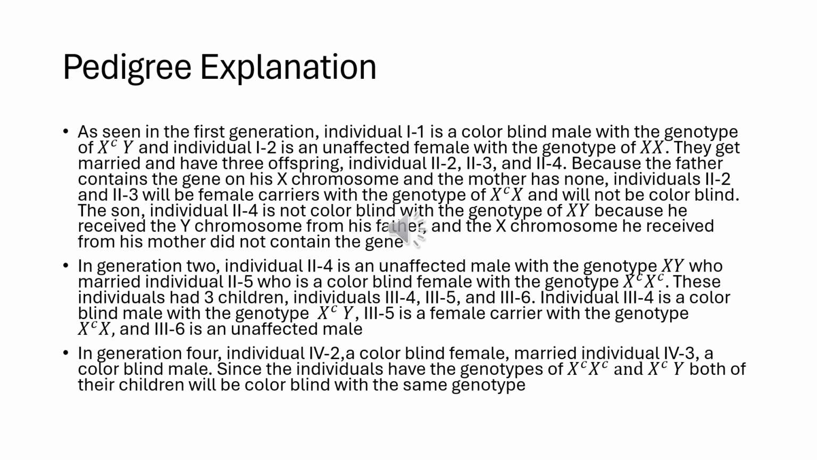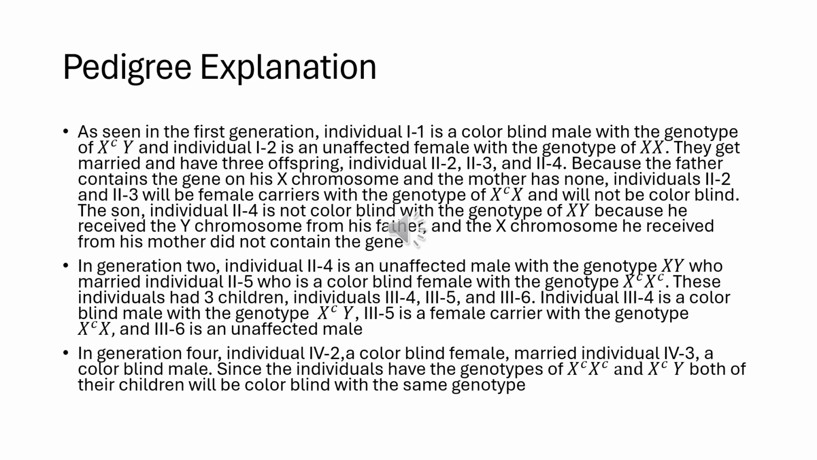The son, who will be an individual who will not be colorblind, will have the genotype of XY due to the fact that his father gave him the Y chromosome and the X chromosome from his mother did not contain the gene for color blindness. In the second generation, individual 4 is going to be a male who is not colorblind and has the genotype XY, and he is going to get married to individual 5 in the generation who is a colorblind female and will have the genotype X^C X^C.